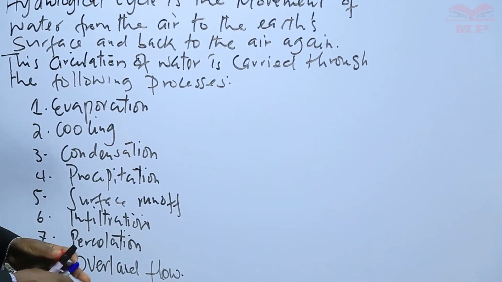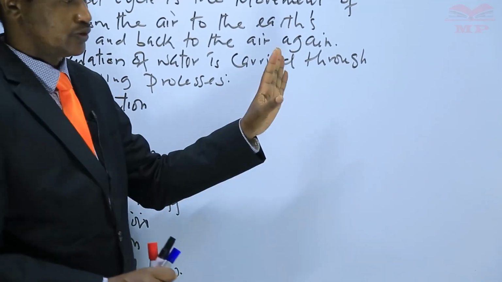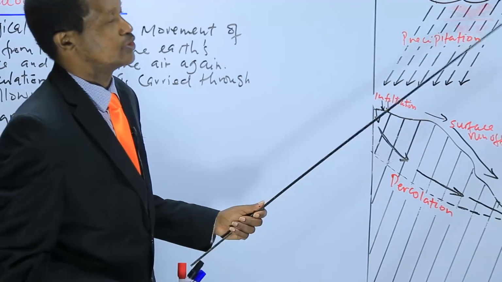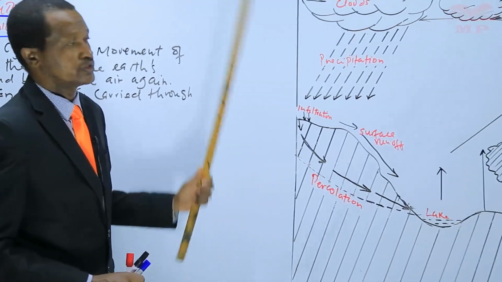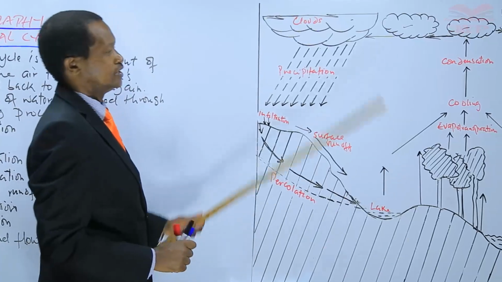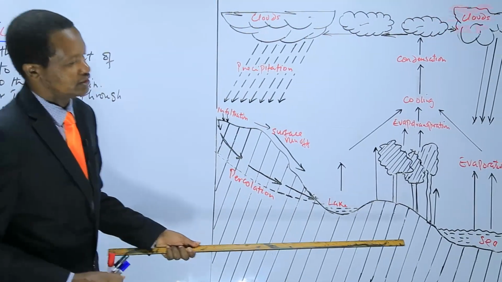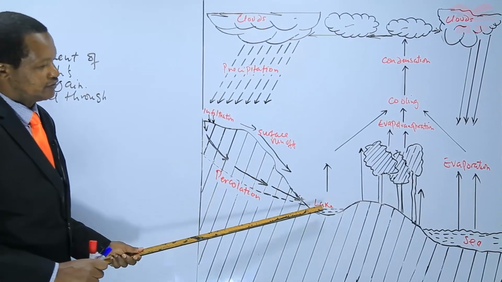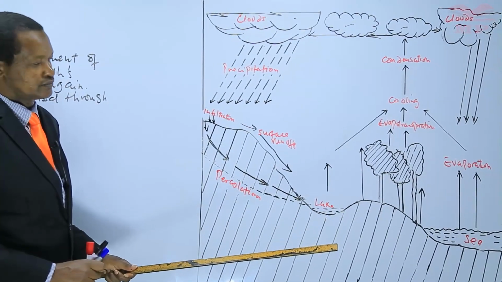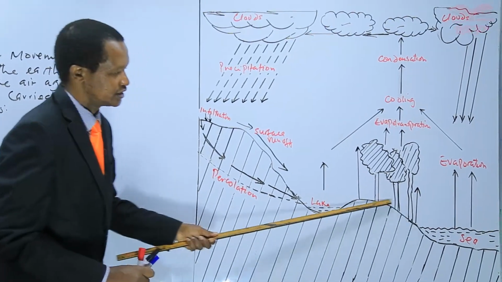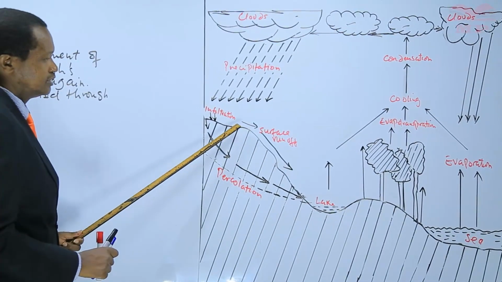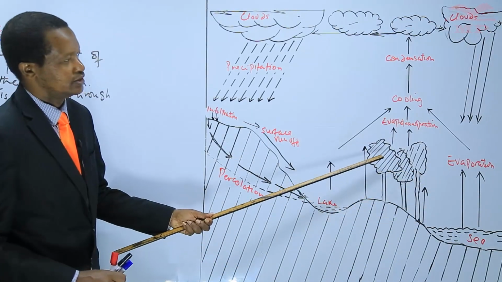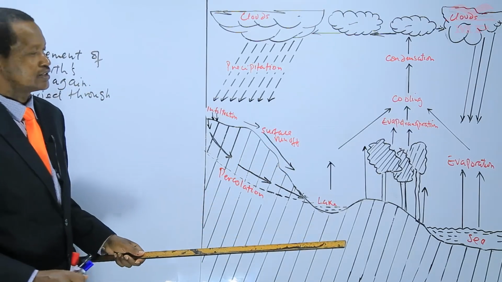And to help us understand these processes, I have drawn a diagram here, learners. This is a diagram showing the hydrological cycle. Down here, you can see we have the sea. Down here we have the lake. And this is the surface of the earth. Learners, this is the surface of the earth, and here we have plants.